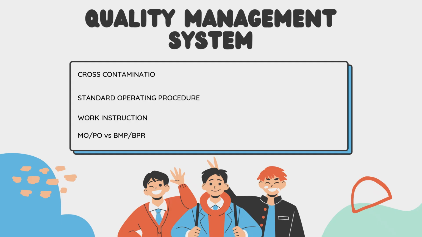Next, Standard Operating Procedure, or SOP. This is a step-by-step document used for routine tasks. SOPs promote uniformity, compliance, and consistency, regardless of who performs the task. Ang rule, same procedure, same outcome.